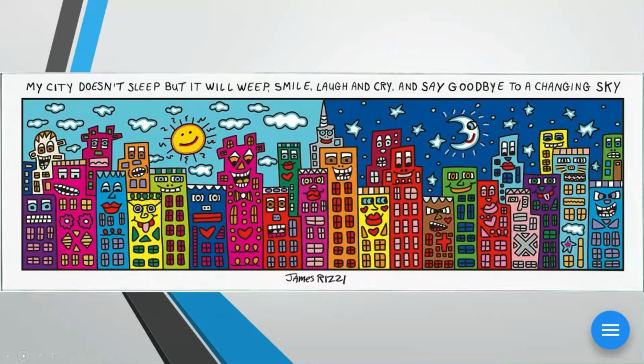When I think of the James Rizzi style, I think of this. Lots of buildings that are colorful. I see lots of wonderful faces. And a lot of the times you're going to see the sun and the moon in the same picture, because for him, and you can read this quote, "My city doesn't sleep, but it will weep, smile, laugh, and cry, and say goodbye to a changing sky." So his city, New York City, never slept. Things were always going on day and night.